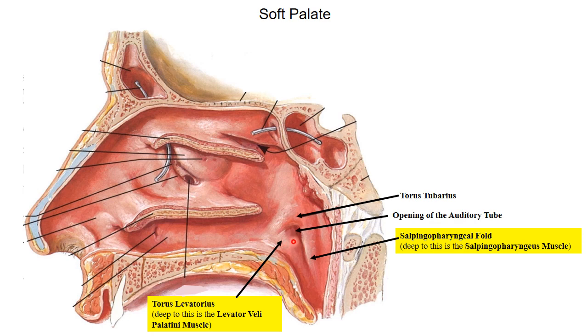And this thing is called the torus levatorius. Okay? And again, torus levatorius by definition means there's mucosa on it, but you should be asking what's creating this ridge right here. Why is there a little bump right here? Well, the reason is that there's a muscle underneath this thing, a really, really important muscle that's going to go towards the soft palate. What's underneath this mucosa creating that bump is a muscle called the levator veli palatini.